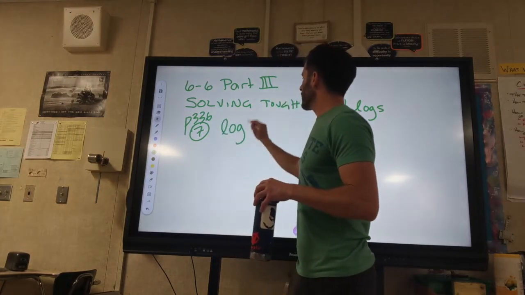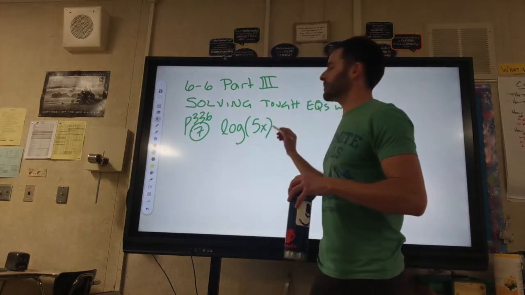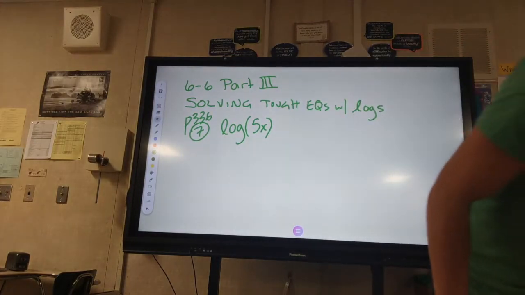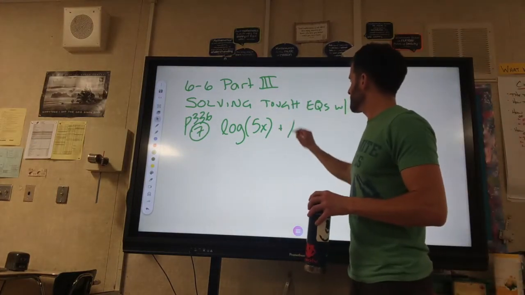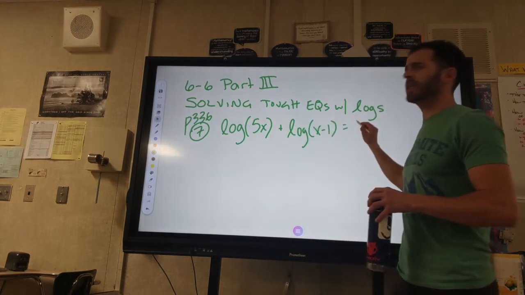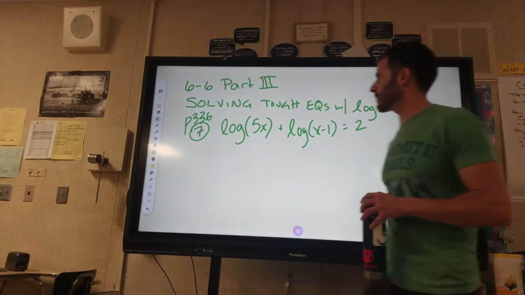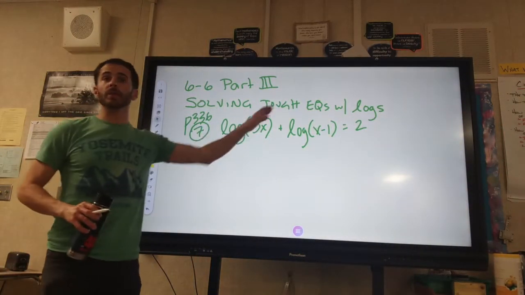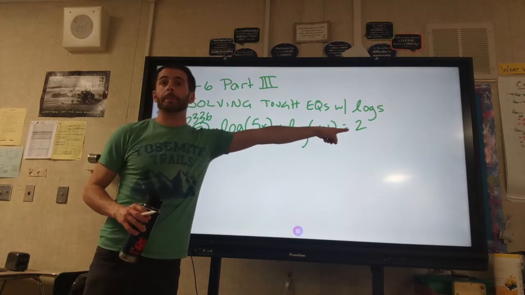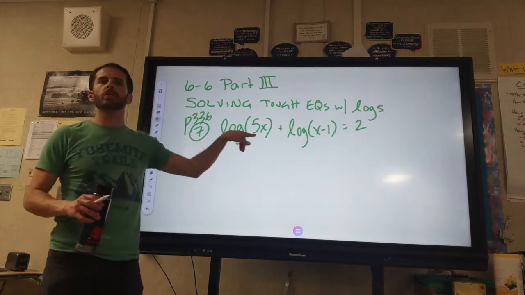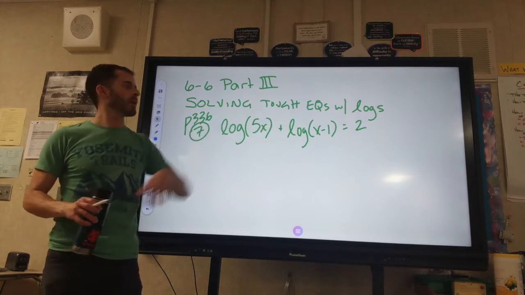We have log, put parentheses around the 5x, please, because they're both in the log, plus log of x minus 1 equals 2. Perfect. We can't just drop the logs because there's no log over there. We can't swoosh because there's 2 things over here and 1 thing over there.